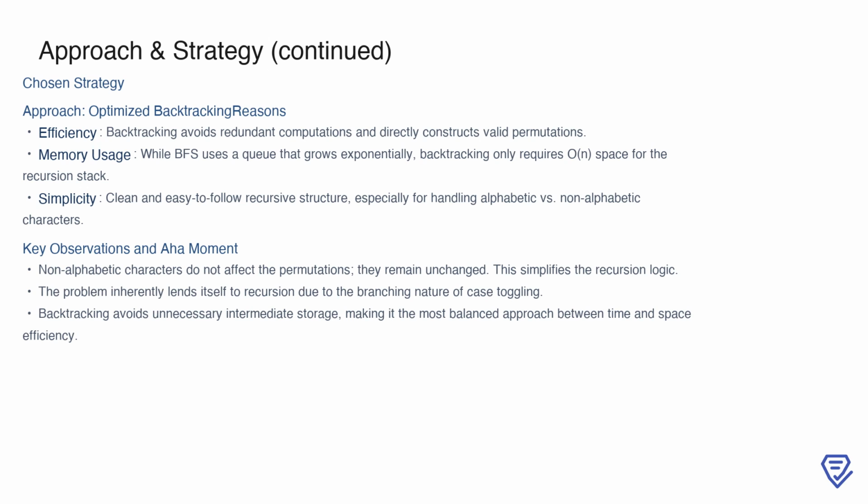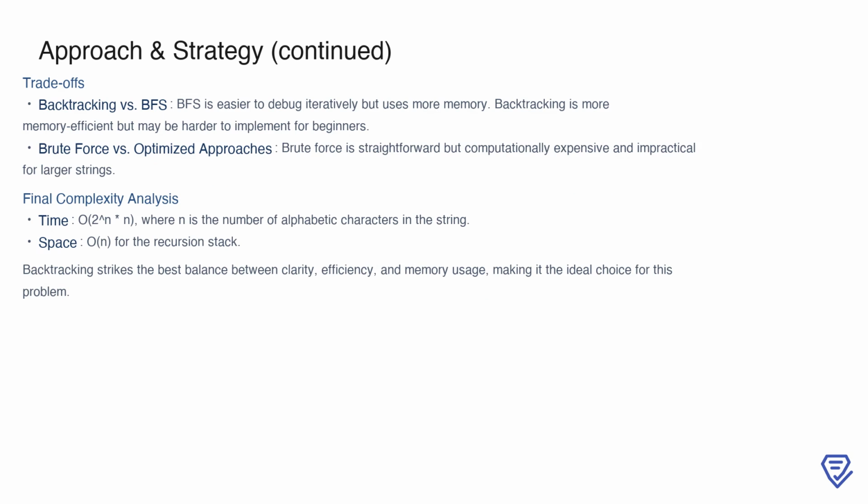Some key insights include the fact that non-alphabetic characters don't impact permutations, allowing us to focus on toggling the case of letters. Additionally, the branching nature of case toggling aligns well with recursion, making backtracking the most balanced approach in terms of time and space efficiency. When comparing the trade-offs, backtracking stands out as the most balanced solution.